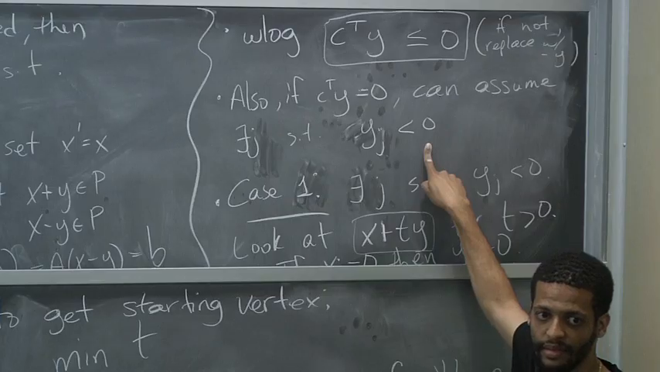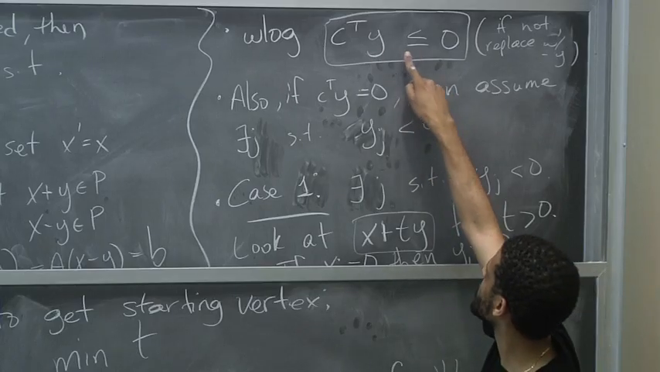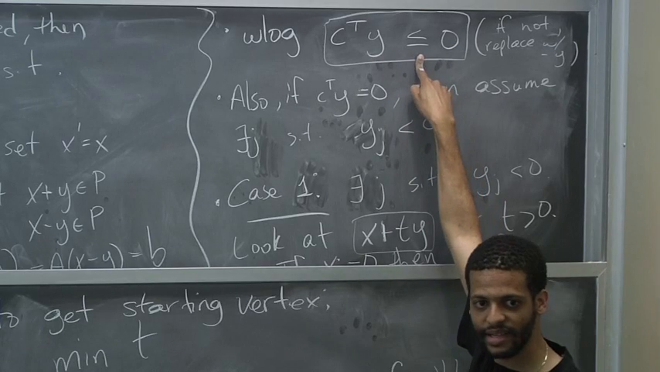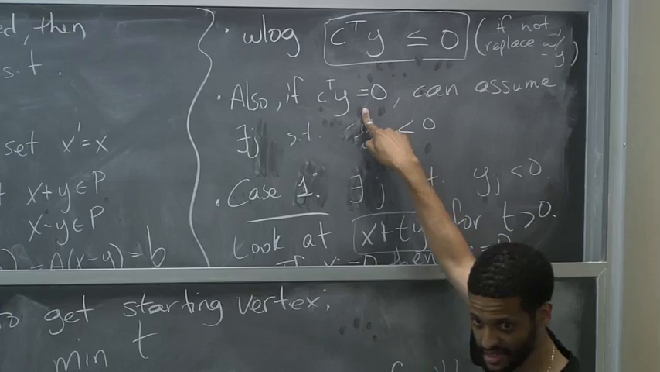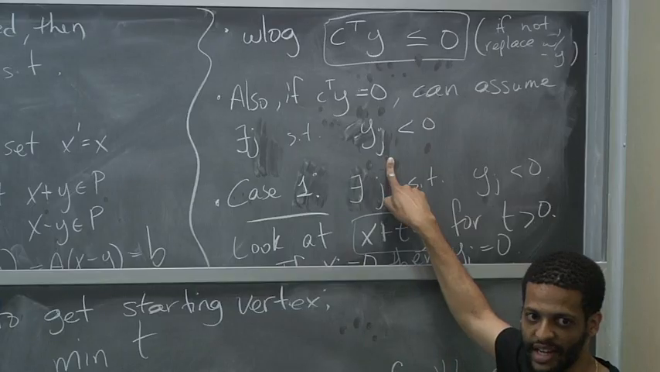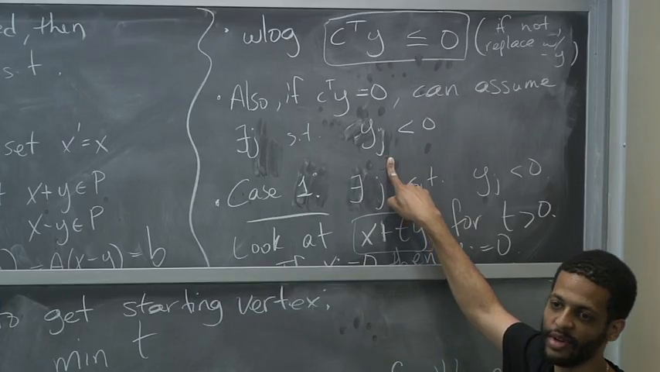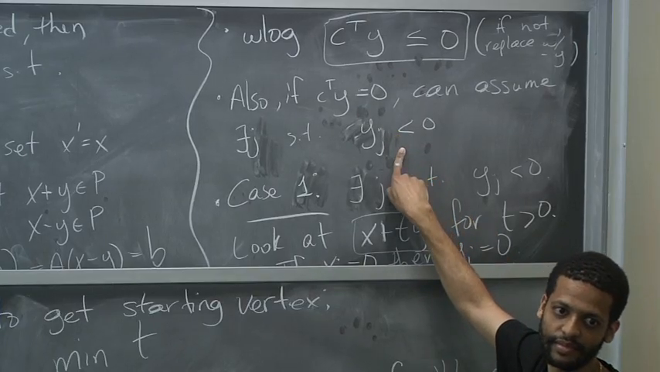I didn't see how that was related to C transpose Y. So what does this mean? It means it's either equal to 0 or it's strictly less than 0. Yeah. And what I'm saying is if it's equal to 0, then there is a J such that Yj is strictly negative. In other words, if it's equal to 0, we're in case 1.